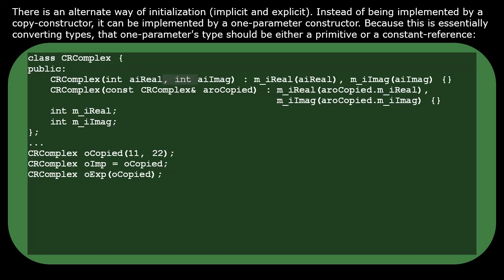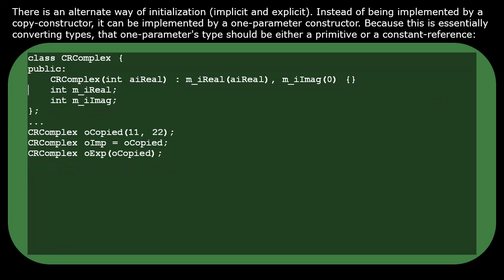If the class has a constructor with exactly one parameter, then we could use the same syntax for calling that constructor instead of calling the copy constructor. Just change the initialization value into a value whose type matches that single parameter. Now, our initializations are essentially converting types, in this case, from int into CR complex. So that one parameter's data type should be either a primitive or a constant reference.